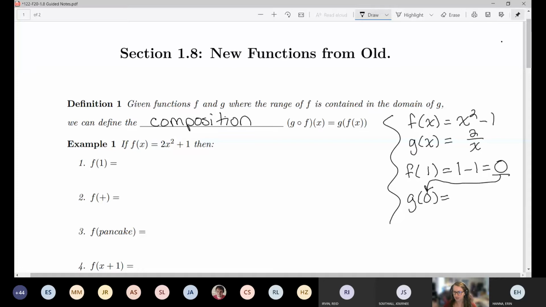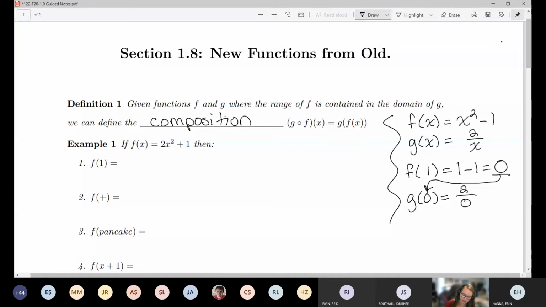That's what the composition would be telling me, and I know I haven't explained the composition quite yet, but that's what it would be telling me to do. And if I were to plug 0 into g, I would get 2 over 0, and if you don't already know, you can't divide by 0, it makes everything explode, and it's not possible.